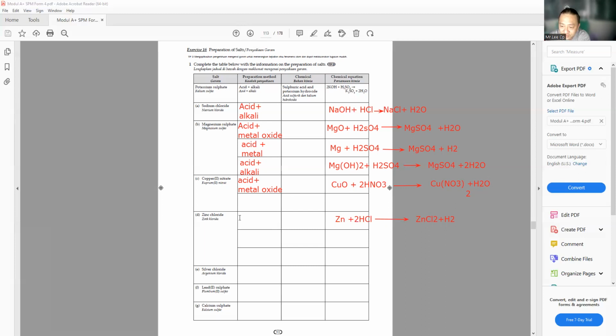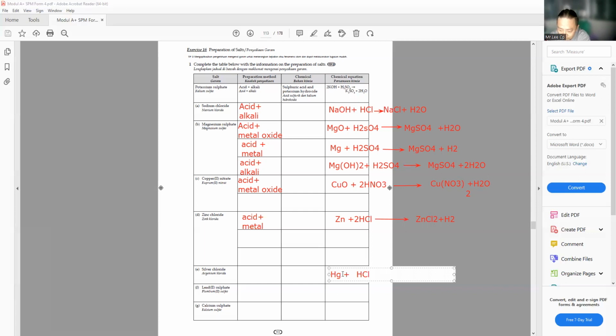So what is this process? It is acid plus metal. But I want to do one that I never do before, right? The way that I never do one. So I skip some. If not, I cannot finish. So this one is silver, and then HCl.